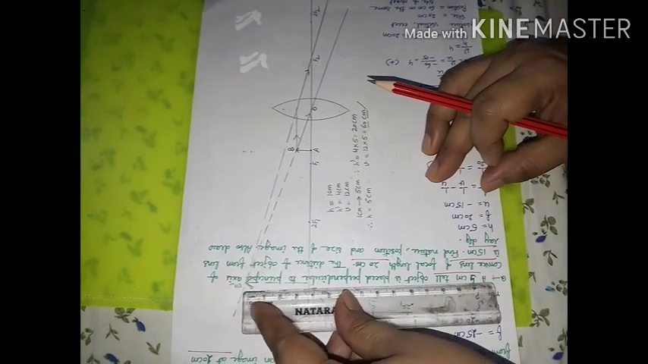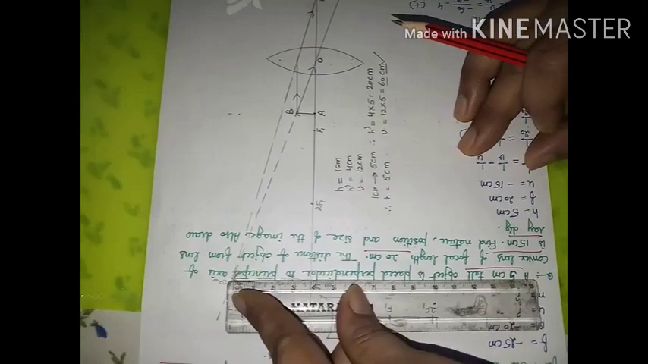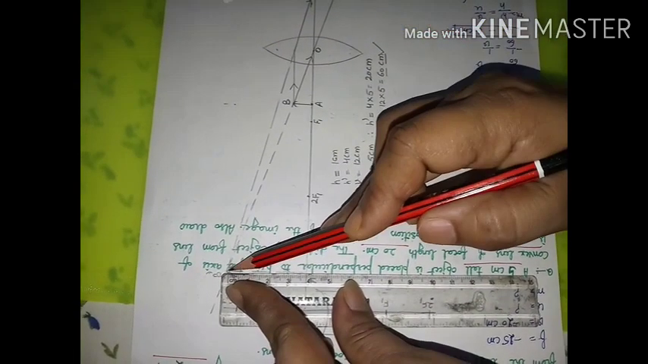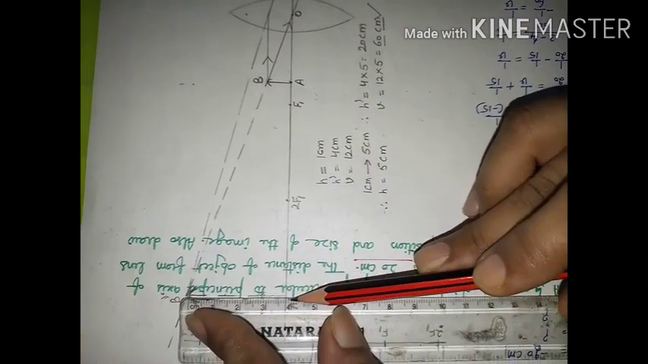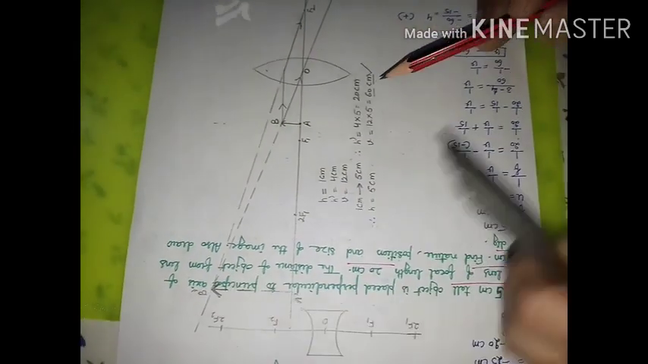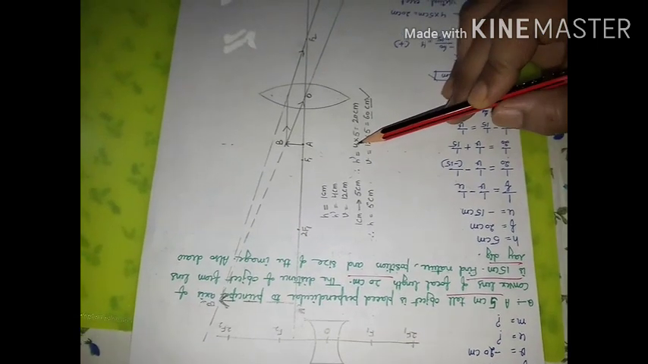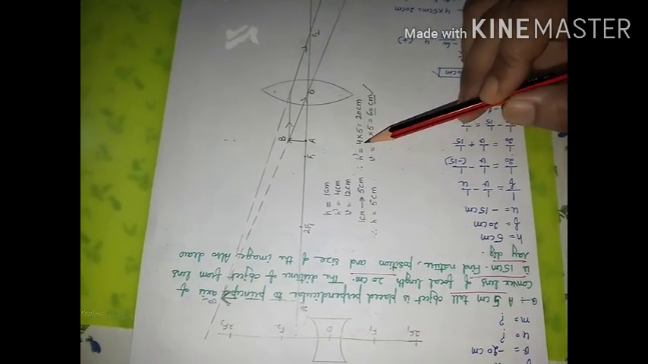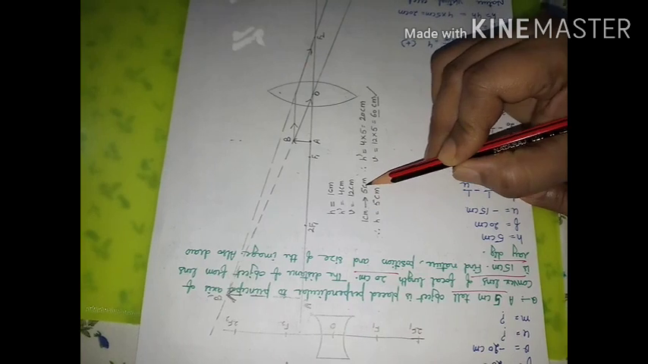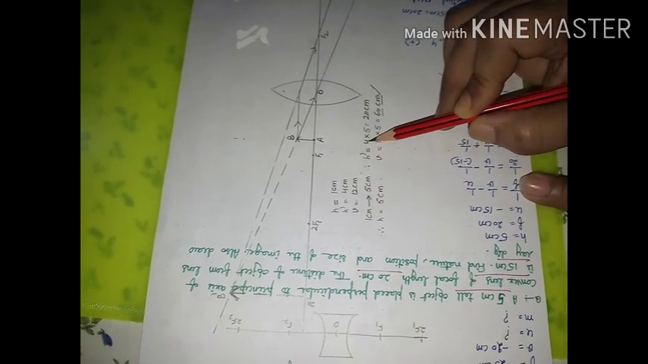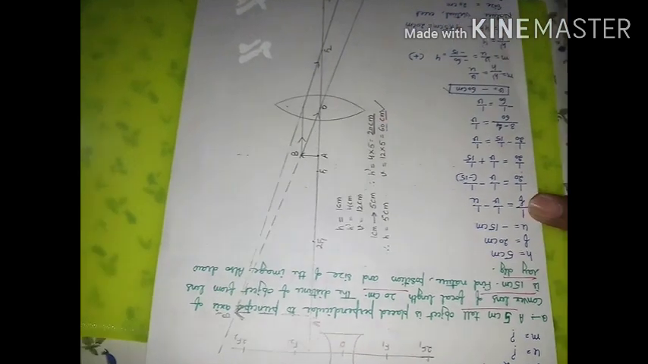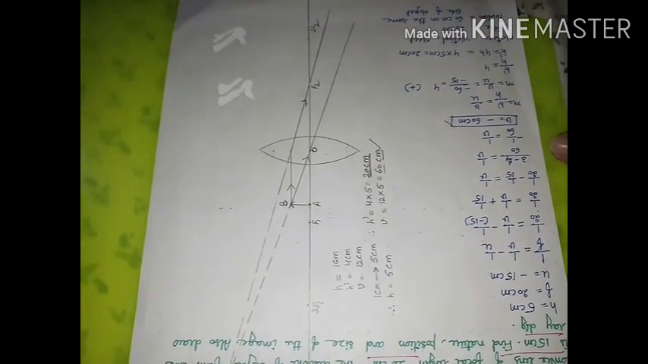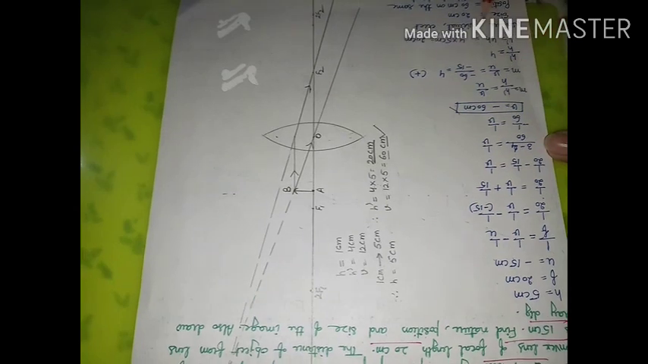And what will be the size? See, from this arrow till here is coming out to be 4 centimeter. 4 centimeter, with 1 centimeter equal to 5 centimeter, so 4 centimeter will be equal to 20 centimeter. So size of image is 20 centimeter. The same answer was coming when we solved numerically.